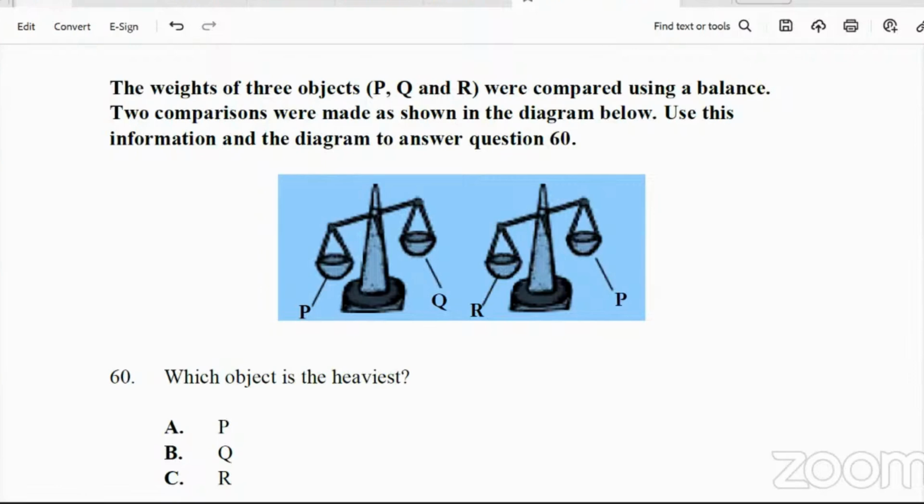Q couldn't be the heaviest because P is heavier than Q. And then P couldn't be the heaviest because R is heavier than P. So the answer would be C. R is the heaviest, okay? P was heavier than Q, but R is heavier than P. So R is the heaviest.